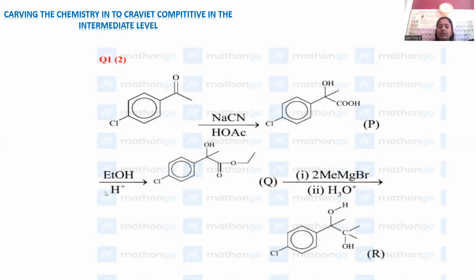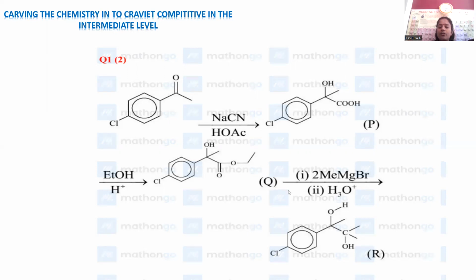This product P is further treated with ethanol, carboxylic acid with ethanol. The kind of reaction is called esterification. Ester formation is possible. How? One H and another OH get removed as a water molecule under acidic conditions, and we will get a COOEt. COOEt will be generated. This is called an ester. Okay, so the formed ester is called Q, product Q.